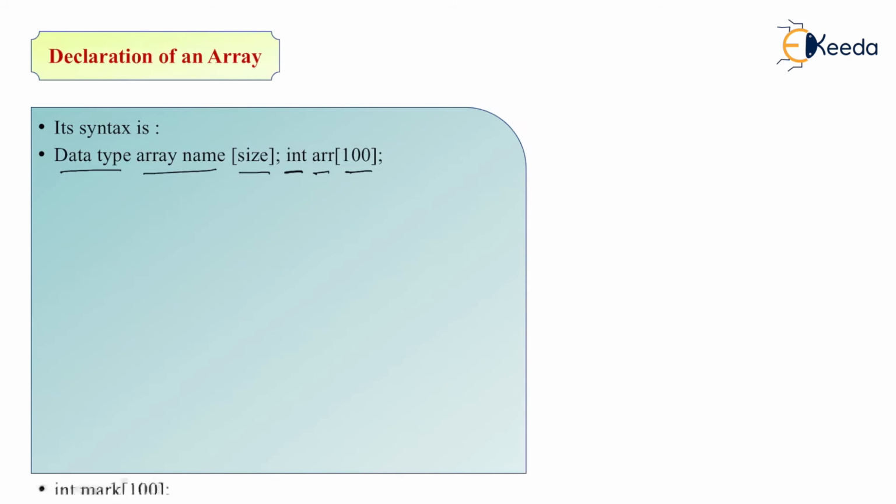Next, int mark[100]. int a[5] is equal to, in curly brackets, 10, 20, 30, 100, 5. So at the time of declaration, we can also give the initialization of an array with the help of curly brackets.